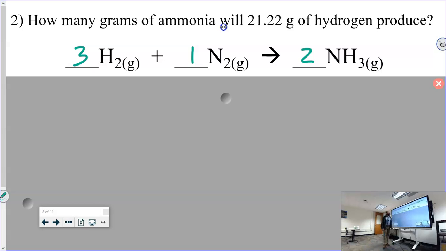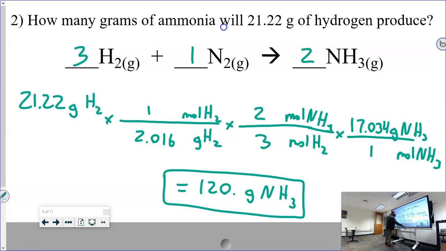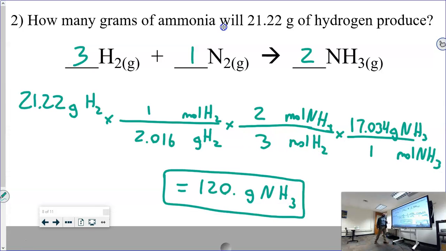There's the balanced equation. We have hydrogen and nitrogen turning into ammonia. 3, 1, 2. And we're asked to go from grams of hydrogen to grams of ammonia. You'll notice that my answer is not the appropriate number of sig figs based off of what you learned last year. It really should be 4 sig figs. But for AP Chem, just use 3 for everything.